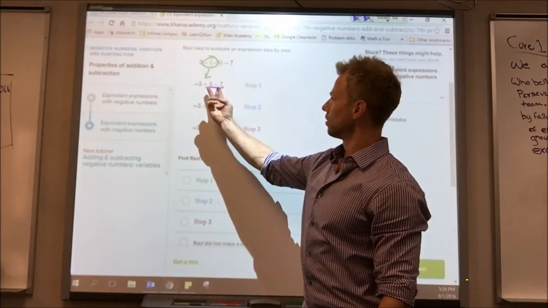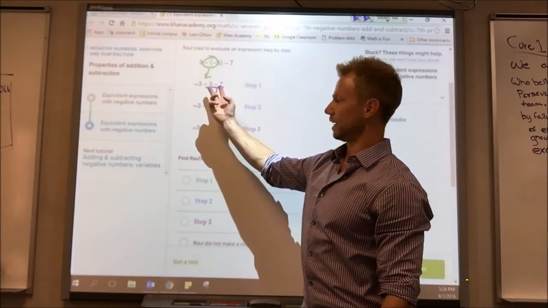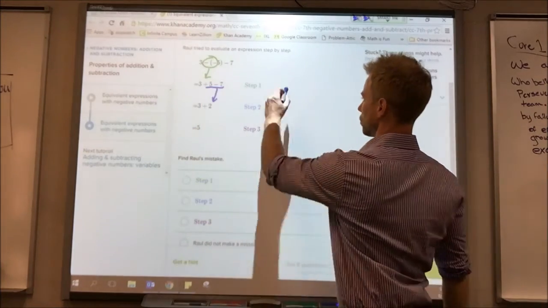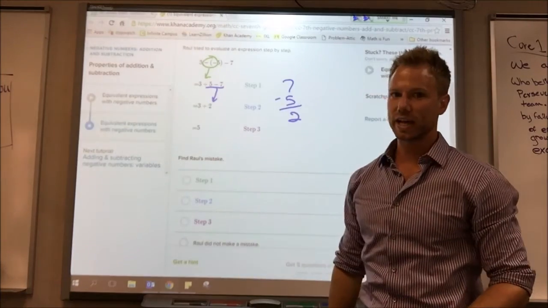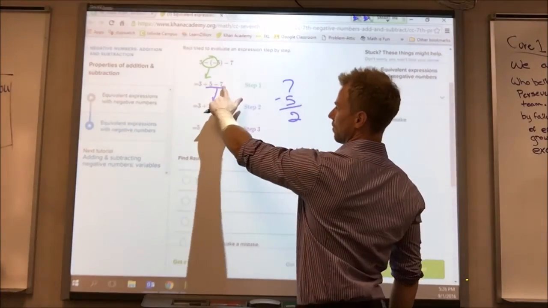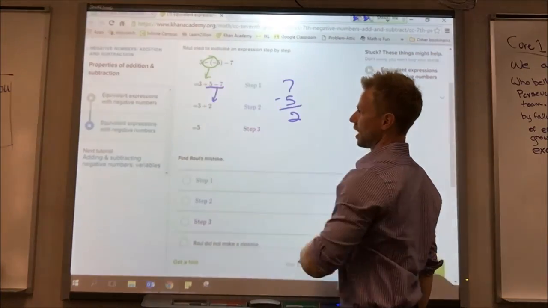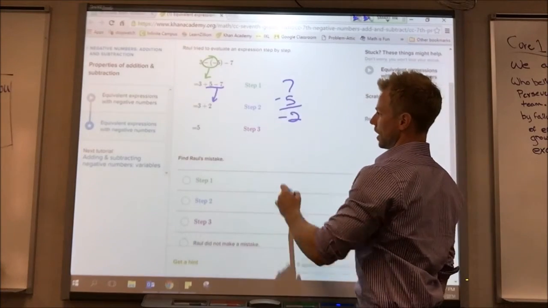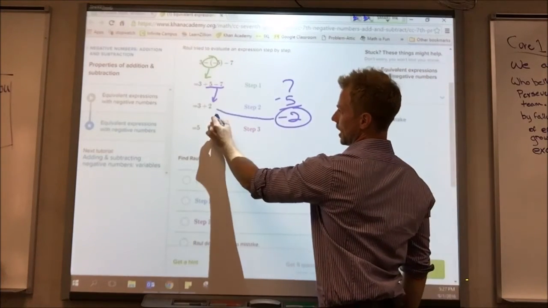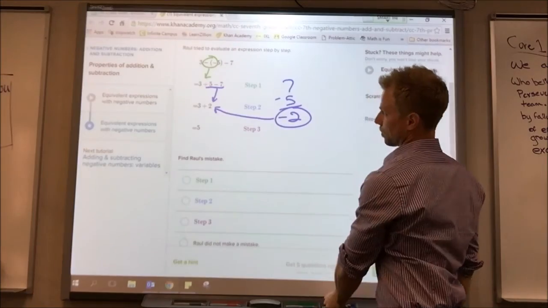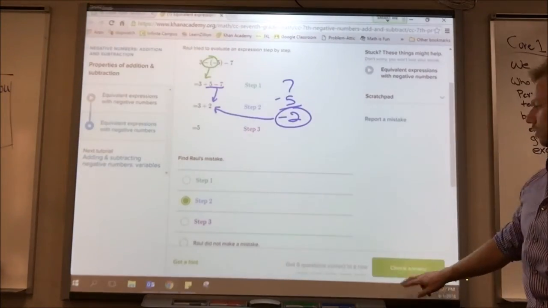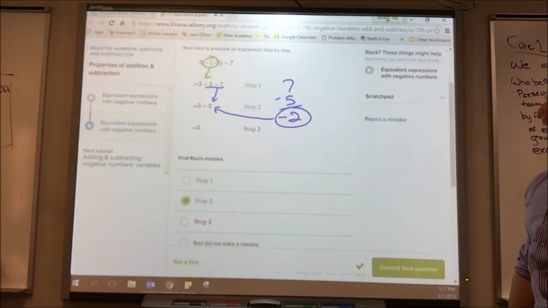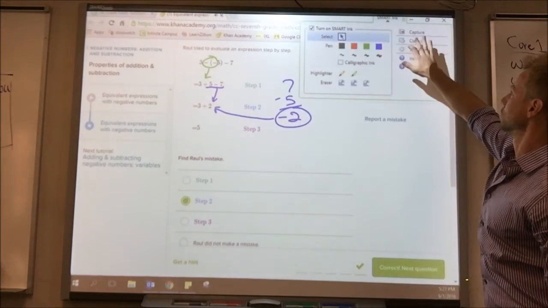But we know 5 is positive, 7 is negative. They're unlike, so we should subtract. 7 minus 5 is 2, and keep the sign of the bigger number. 7 is the bigger number, and the sign is negative, so that should actually be a negative 2 right there. But they said positive 2. So it looks like step 2 is where our mistake is, and that's correct. It wasn't step 2.